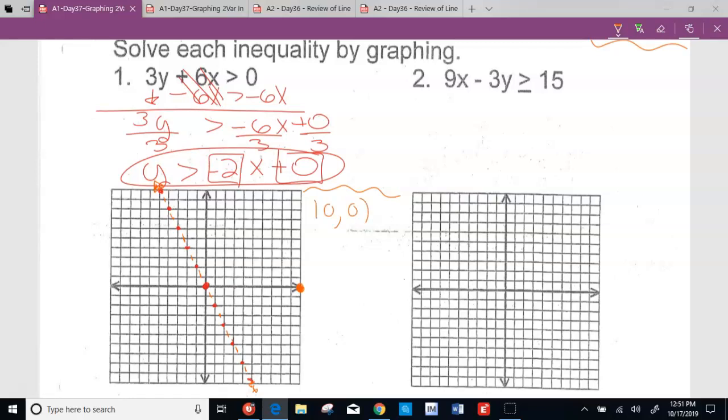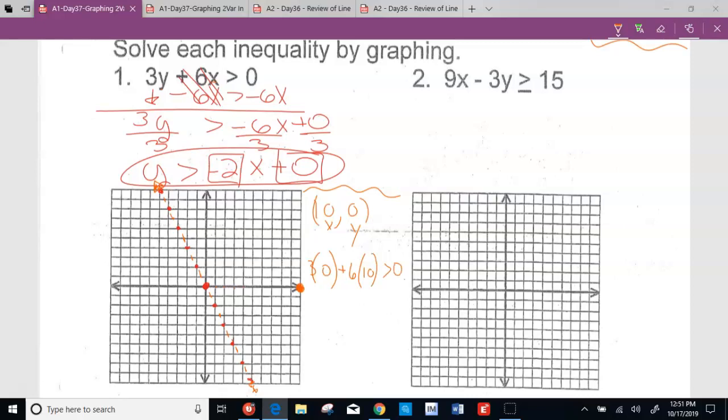So 10, 0 are its coordinates. 10 is the x, y is 0. Let's put the number 10 in for x and the 0 for y, and see what we get in the equation. So 3 times my y value, which is what number? 0. 3 times 0 plus 6 times my x value, which is 10. We want to see if that's going to give me an answer that's greater than 0.